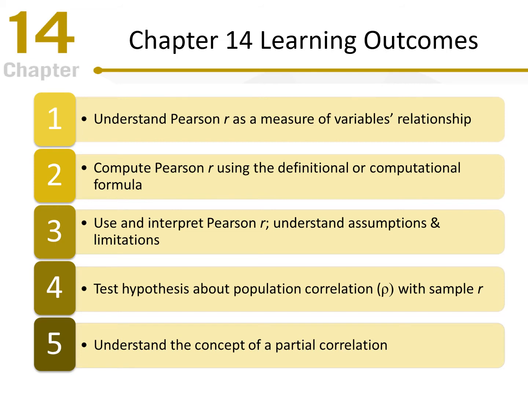We're going to learn how to compute Pearson r using both the definitional and the computational formulas. We're going to interpret Pearson r, understanding the assumptions and limitations that it has, and test hypotheses about a population correlation based on the sample correlation, to basically say, is the population correlation different from zero? The null hypothesis is always that the correlation in the population is zero. And I'll talk a little bit about partial correlation, but this is really beyond the scope of the course.